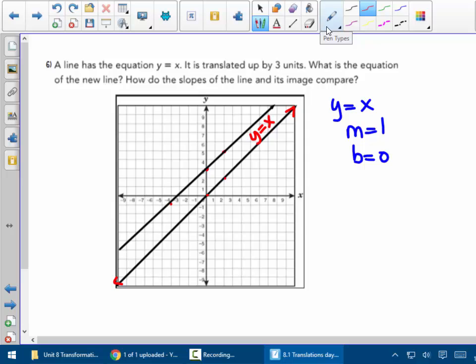Okay, so what is the equation of this line? Well, it's still going up 1 over 1. And it now has a y-intercept of 3. So y equals x plus 3. What is the equation of the new line? Y equals x plus 3. How do the slopes of the line and its image compare? Same slope. Up 1 over 1, right? Same slope. I graphed some points. And this is what I came up with. Yeah, same slope. How do the slopes compare? They are the same. M equals 1. Up 1, over 1.